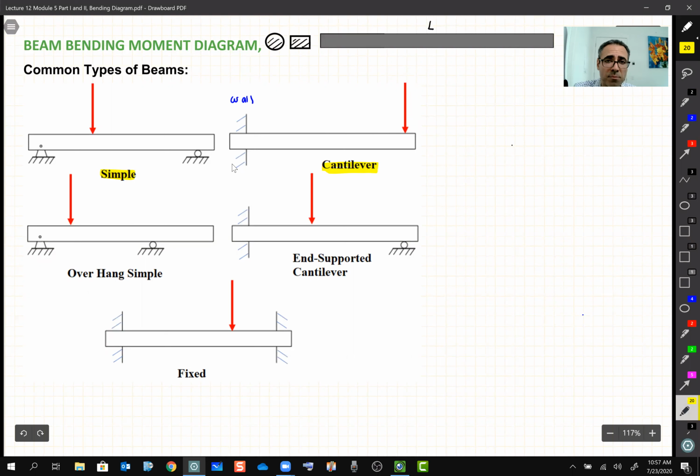And by the way, the cantilever beam is something that you're going to see a lot in your future courses. In many industrial applications, we can simplify things to a cantilever beam and solve it. This one is more like a simple beam, but it has a side which overhangs on one side. This one is more like a cantilever beam, but one end has a support. That's why the name is like that. And this one, which is fixed at two ends, is called a fixed beam.